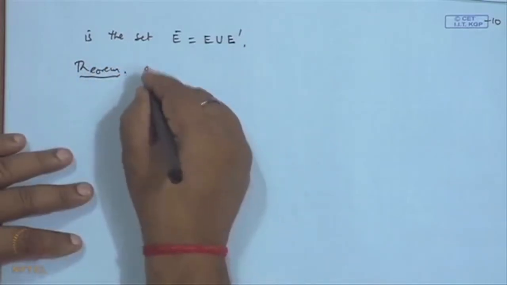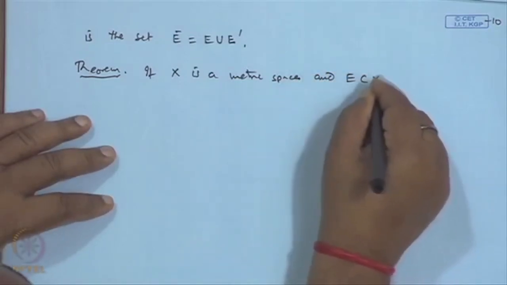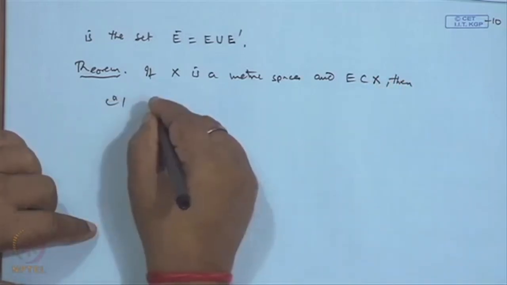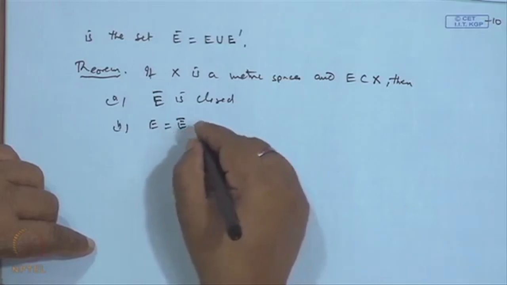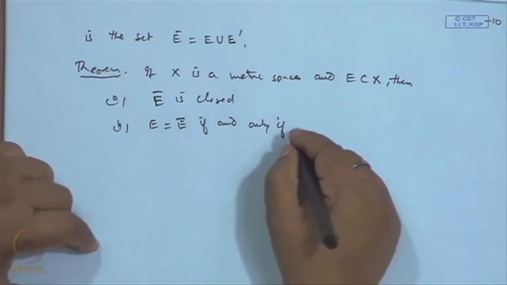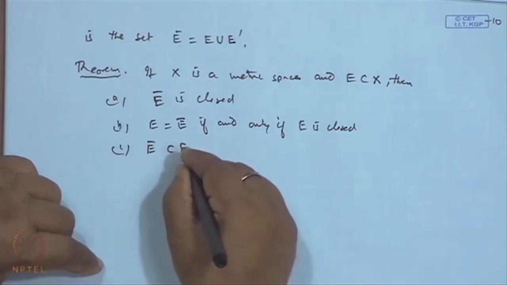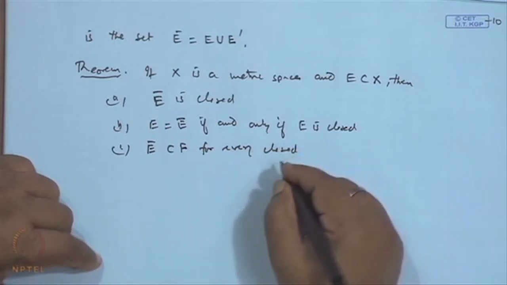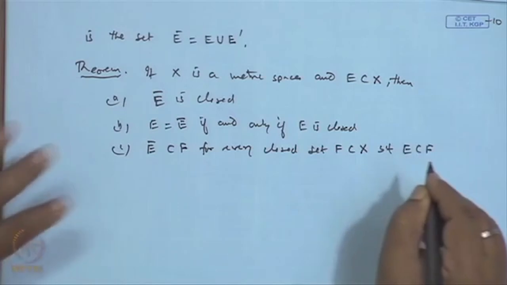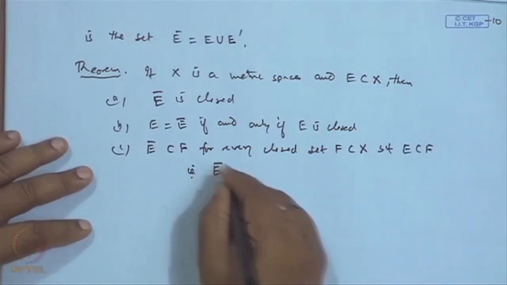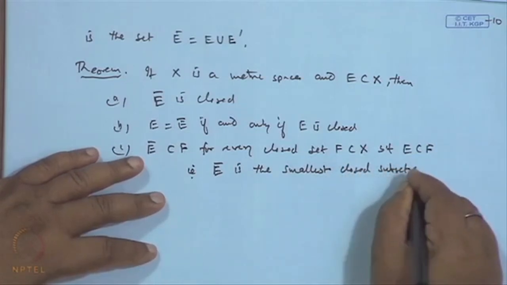Then there is a result. The theorem is: if X is a metric space, and E is a subset of X, then (a) the closure E bar is a closed set. (b) E equals E bar if and only if E is closed. And (c) E bar is contained in F for every closed set F contained in X such that E is contained in F; it means E bar is the smallest closed subset of X that contains E.